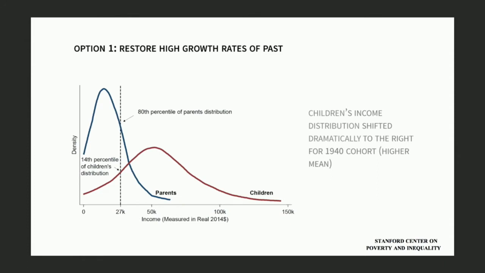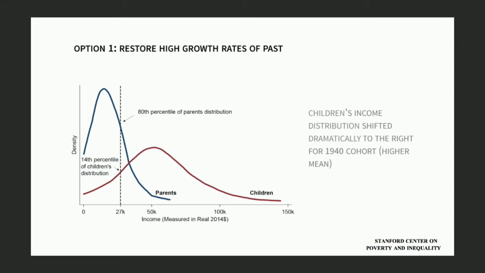So here's a representation of such growth as prevailed in the 1940 birth cohort. The blue curve pertains to the income distribution among parents in that 1940 birth cohort. And then the red one is their children when they're age 30. Okay, and you see this huge rightward shift in the distribution. That's growth, massive growth between parents and children in that 1940 birth cohort.